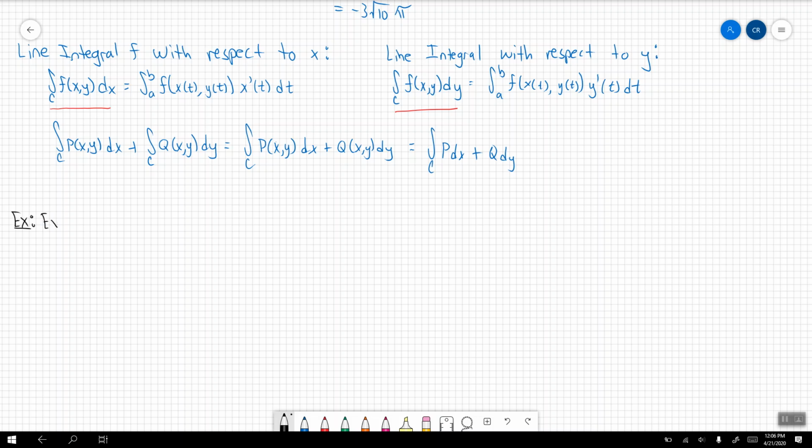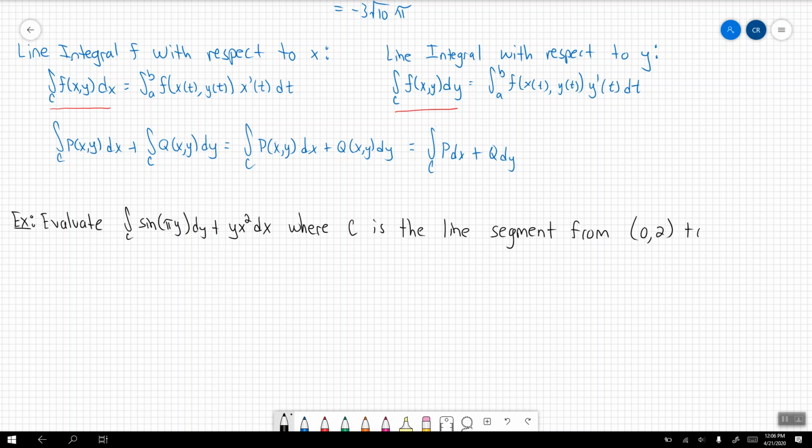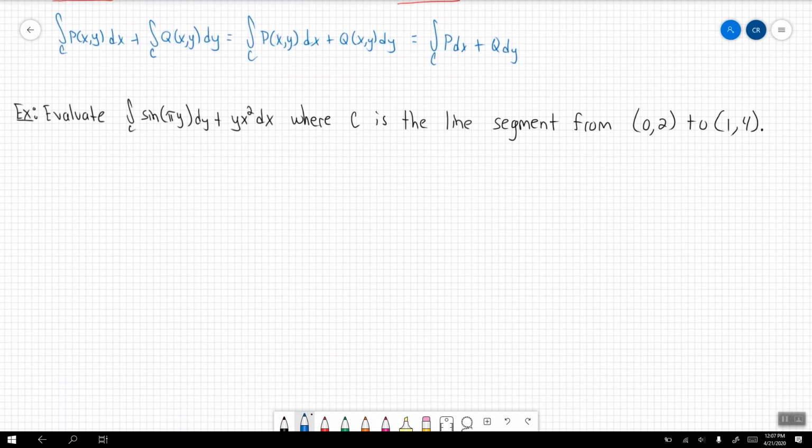All right, so for this example, we want to evaluate the line integral over the curve for sine of pi y dy plus y x squared dx. And this is going to be where C is the line segment from (0, 2) over to (1, 4). All right, so they're giving me the curve, this line segment.